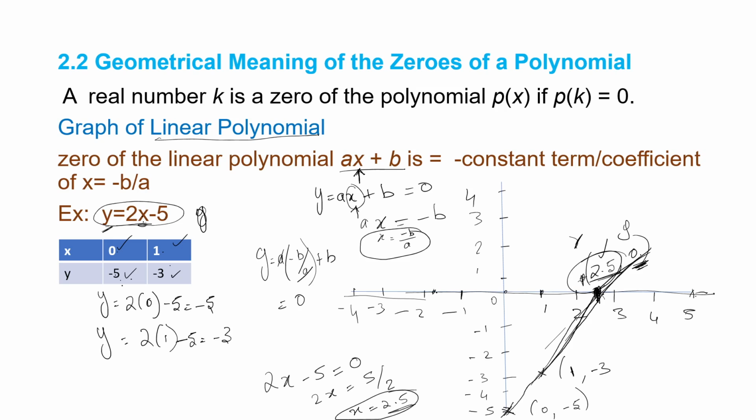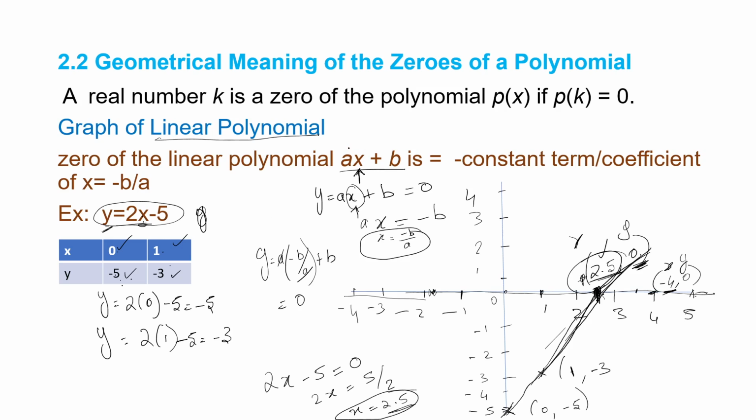Why is it like this? If it cuts the x-axis, that means the value there is the 0 of the polynomial. Why? Because on the x-axis, the y value is 0. Suppose it cuts here, at minus 4 comma 0. That means if I substitute x as minus 4, the value of y is 0. So this minus 4 is called the 0 of the polynomial.